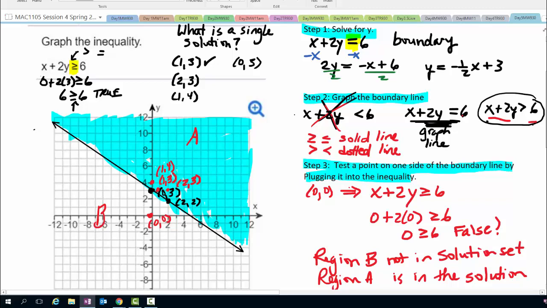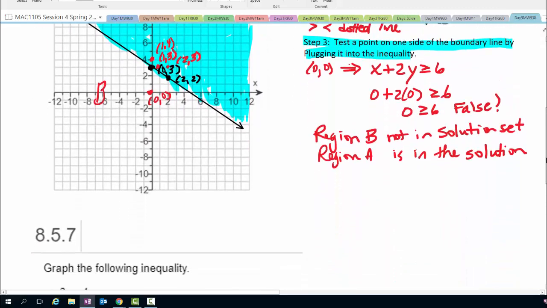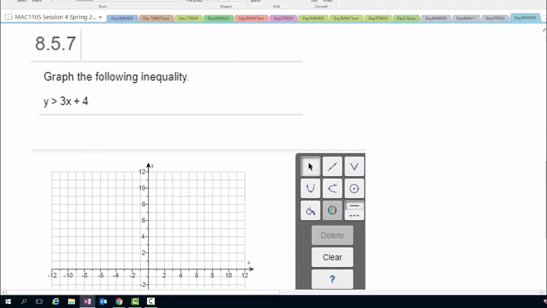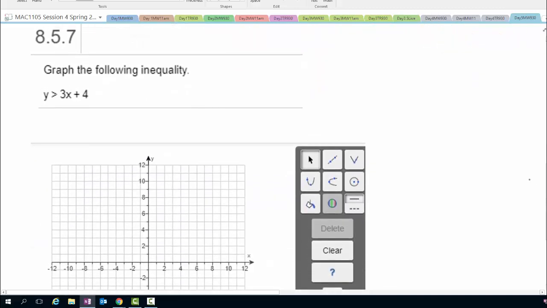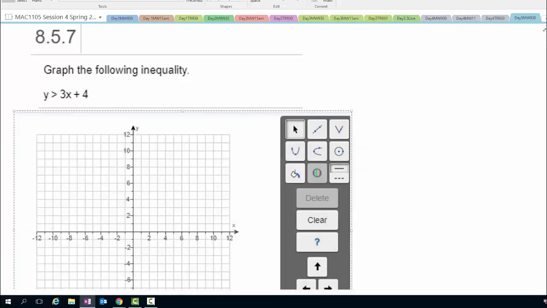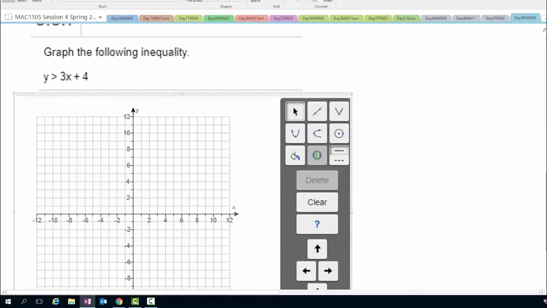All right. So here's the one I would like you to try. Go ahead and work in your groups. People who are watching the video, they can pause the video and try it. Graph the following inequality. Y is greater than 3x plus 4.